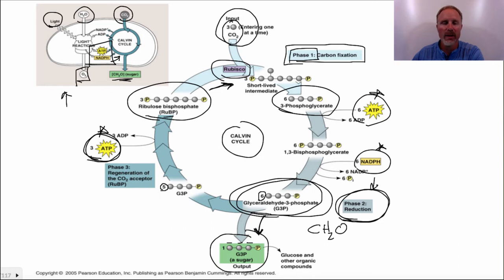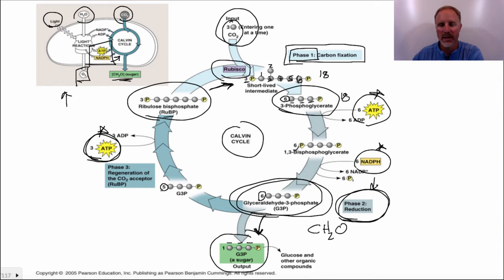So now that we've been through that a couple times, what I want you to see is we've got 3 carbons coming in right here. So we're going to form 3 of these short-lived intermediates. And then we've got 1, 2, 3, 4, 5, 6 carbons there. So 3 times 6 is 18 carbons. Now we're going to rearrange it a little bit. Now we've got 6 times 3. We still have 18 carbons.